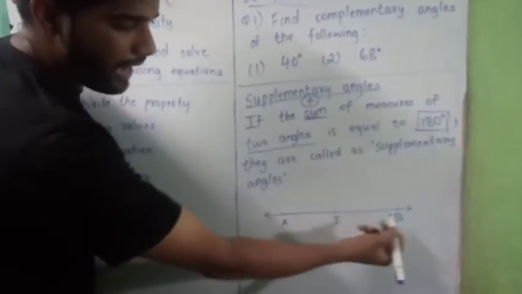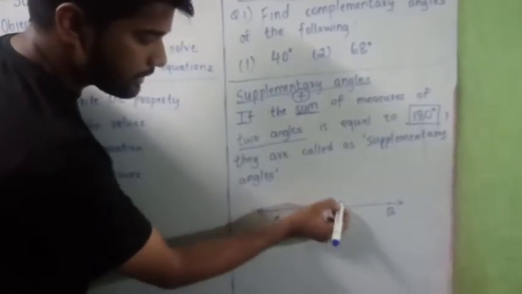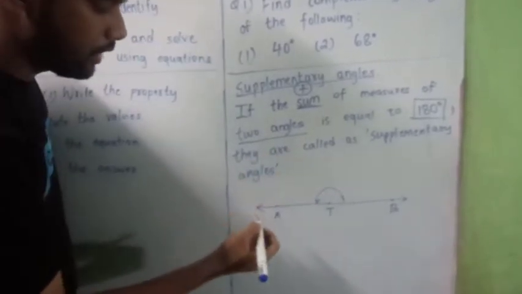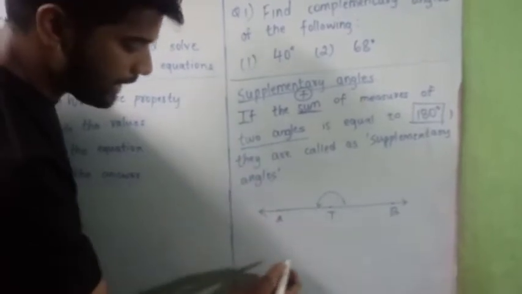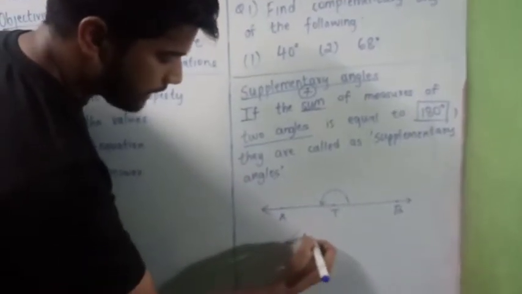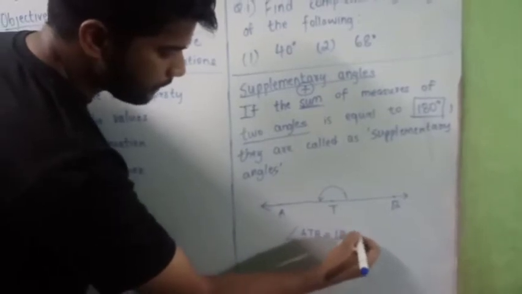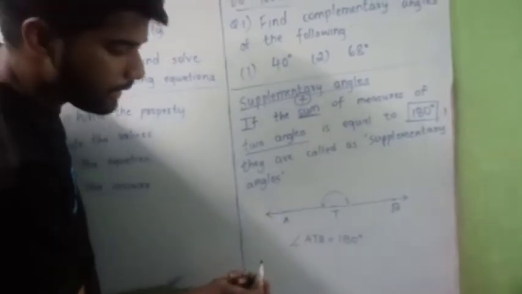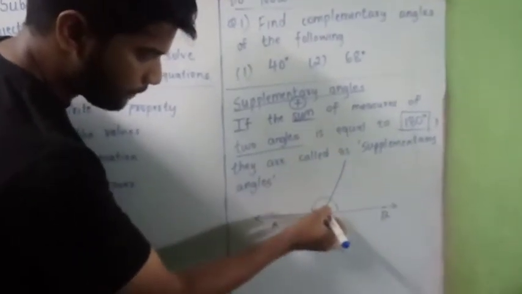So which type of angle is this? This is a straight angle, right? So if this is a straight angle, what is the measurement of a straight angle? The measurement of a straight angle is always 180 degrees, right? So I will write: angle ATB is how much? 180 degrees, right? Angle ATB is 180 degrees. Now what I'll do, I will draw a line.